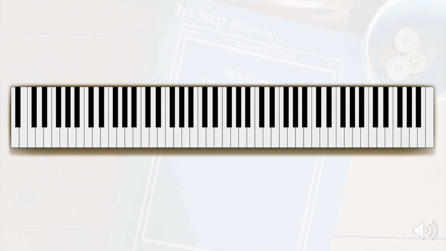And finally, we know that intervals of seconds come with next door keys on the piano. So if we're playing an interval of a second, and we're starting on middle C right here, and we're going up by seconds, the next key we would play, or the next sound, would be D. Or if we're going up another interval of a second, we would play the sound E.